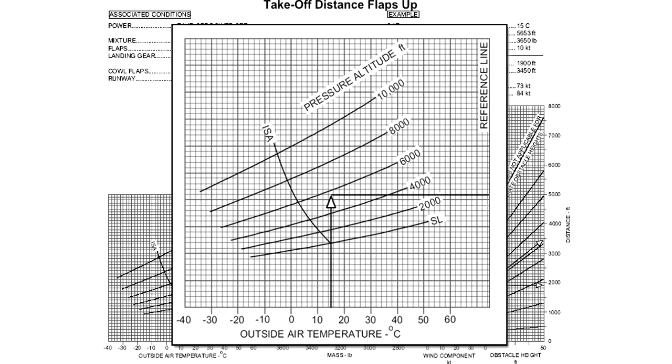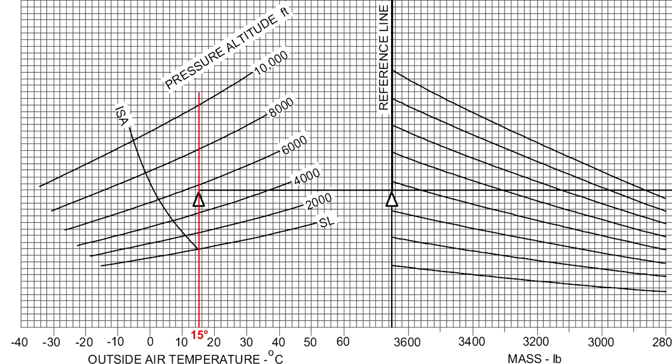The left-hand carpet of the graph involves the variations of temperature and pressure altitude. This part of the graph accounts for the effect of air density on the takeoff distance. In the example, we will assume a temperature of 15 degrees at an airfield which is situated at a pressure altitude of 4,000 feet. To use the graph then, move upwards from 15 degrees until you have reached the 4,000 foot pressure altitude line. Then move right until you meet the reference line, shown here.